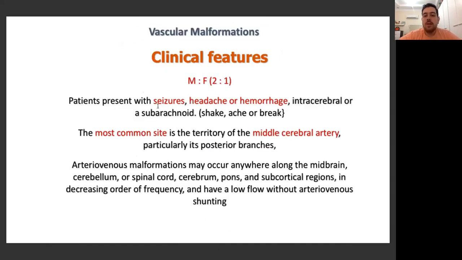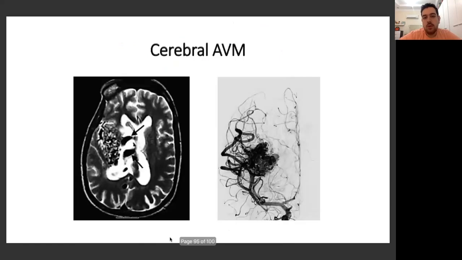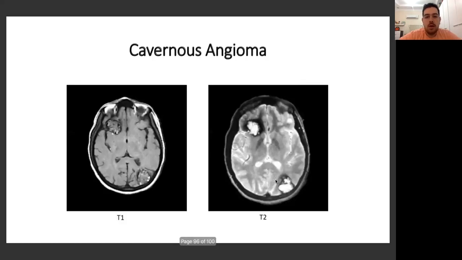They present with 3 signs. We call them shake, ache, or bake. So either seizure for shaking, or headache, or hemorrhage if they break. And the most common site is the middle cerebral artery. These are just extra small details. You really don't need to worry about them. This is the worm-like appearance of them, either on CT or an angiogram.